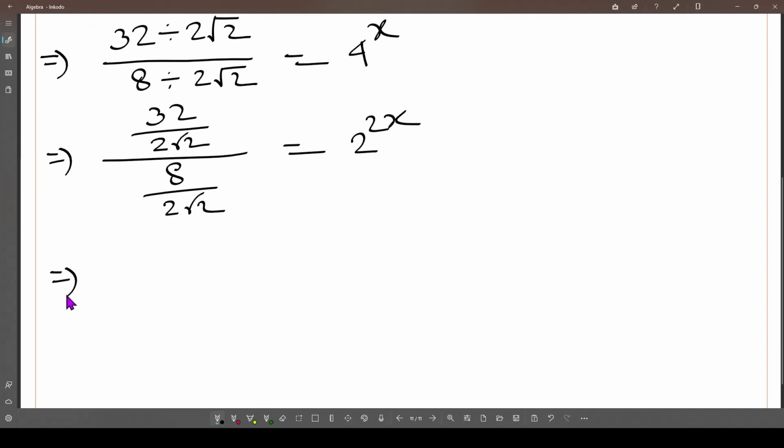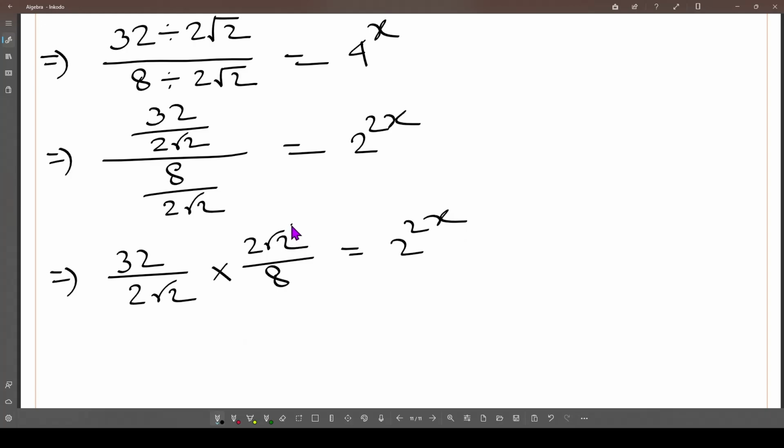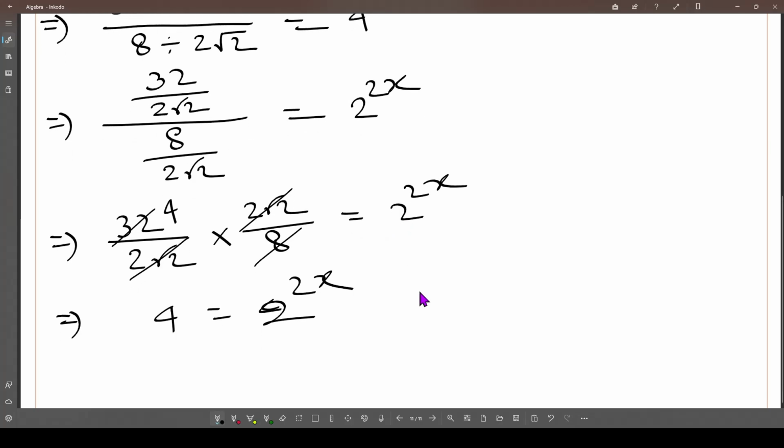Now this is 32 divided by 2 root 2. The fraction will be flipped, so these 2 root 2 will become the numerator and 8 the denominator, equals 2 to the power 2x. So this 2 root 2 and this 2 root 2 cancel out, and 32 divided by 8 is 4. So 4 equals 2 to the power 2x. If anybody wants, they can keep 4 to the power x, right? Because here is 4, this one is 4 to the power x, no need to change anything.